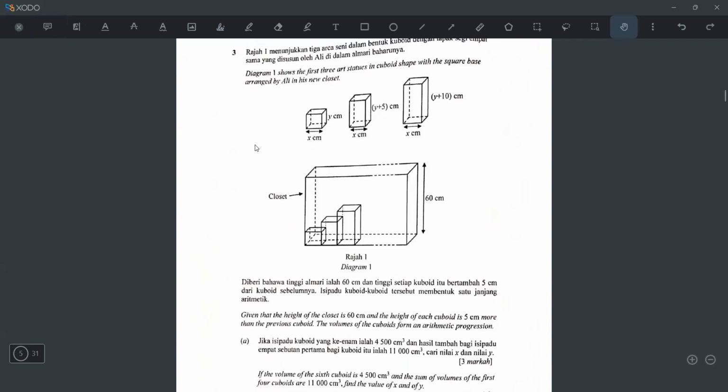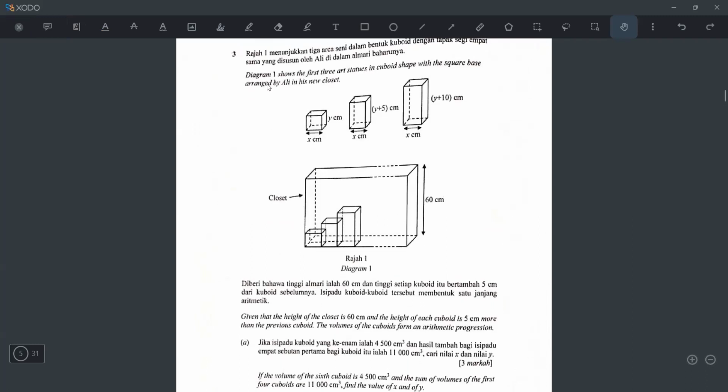Okay, let's move on to question number 3. Diagram 1 shows the first 3 art statues in a cuboid shape, with a square base, arranged by Ali in his new closet. Oh, this is very important: square base. It means the base is a square. So I can actually tell that this is x, this is x, this is x also, because they are all square base. So this is x also. Means the length is x, the breadth, or you can also say the width, is x, and then the height is different for all: y plus 5, y plus 10.